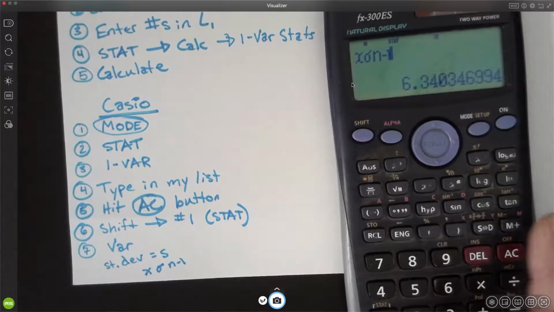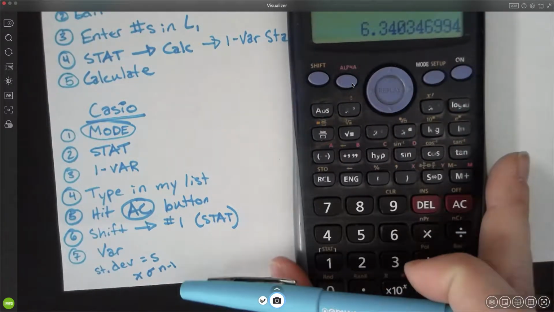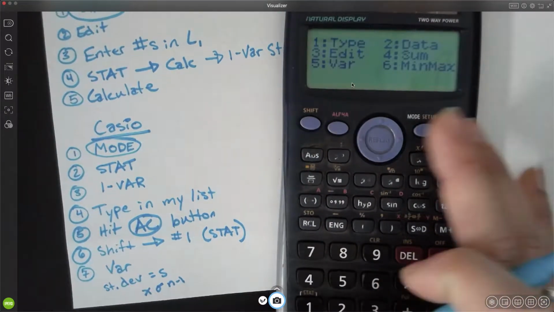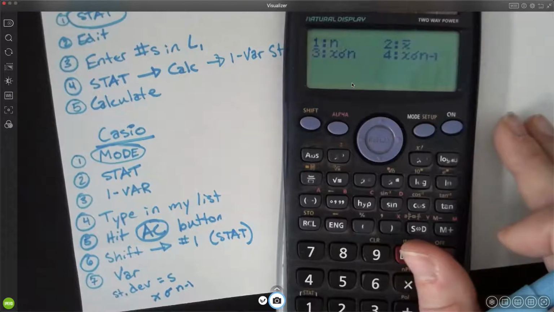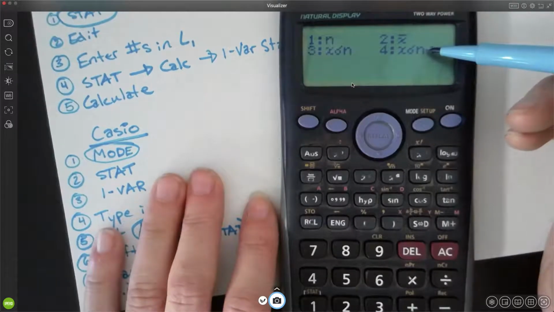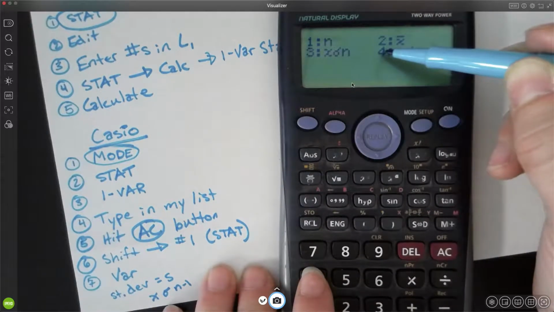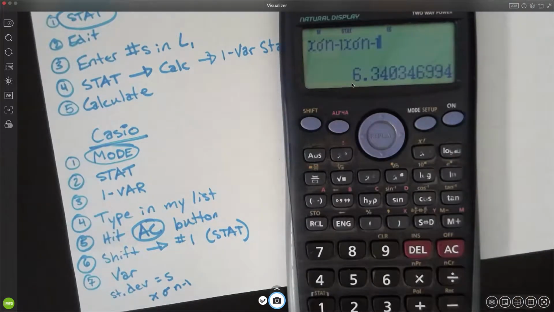Yes, sir. How do you do like what part? 6.34. So did you go Shift, Stat, and you got to here? And then you go to 5 because you want variance data, okay? And then it takes me to this screen. Standard deviation might say S in your calculator, but this is standard deviation for this calculator. So I'm going to hit just the number 4 because that's the one corresponding to it. You see that? I hit the number 4, and it just automatically shows up for me, 6.34. It doesn't show that here. Okay, so yours is 4.